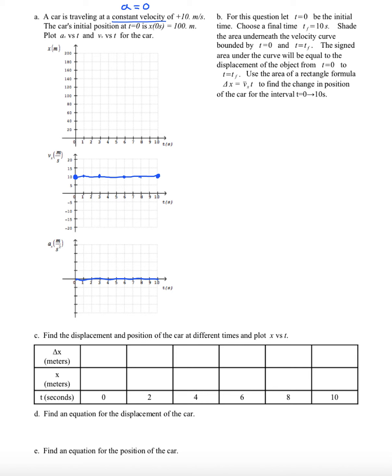Now eventually what we want to do is we also want to sketch the position versus time. Notice that they say at time zero, the initial position is 100 meters. So that's actually one fact that we can use to get started on graphing it. And that's going to be the location on the vertical axis where we start our graph.